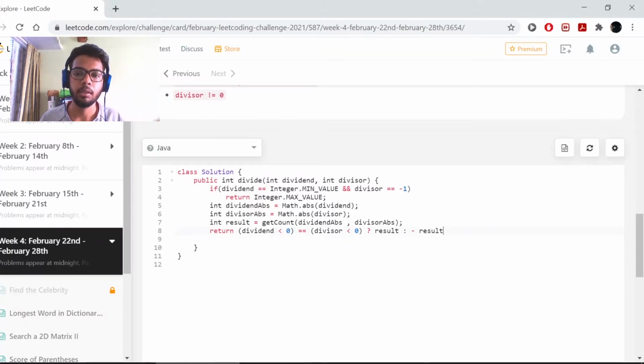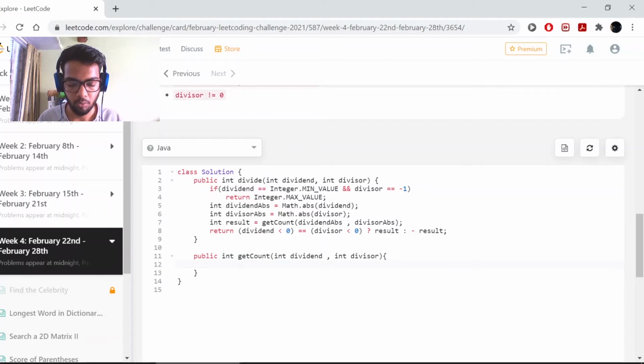Since we are done with this negative positive thing, let's create a function. I'll call it public int getCount. I have an integer dividend there, followed by an integer divisor. Okay, now what I want is an integer count. I'll initiate it with 0. Then I'll return this count. Then I'll think of the logic in between.